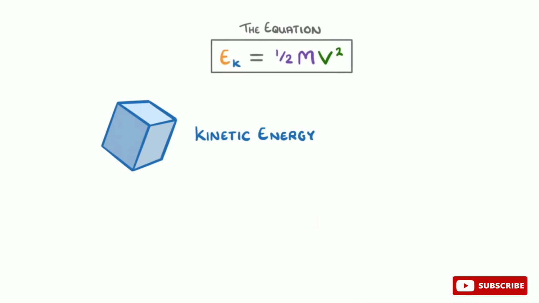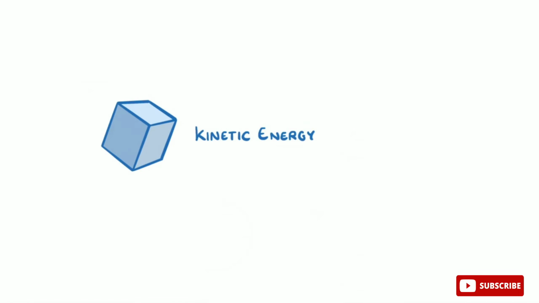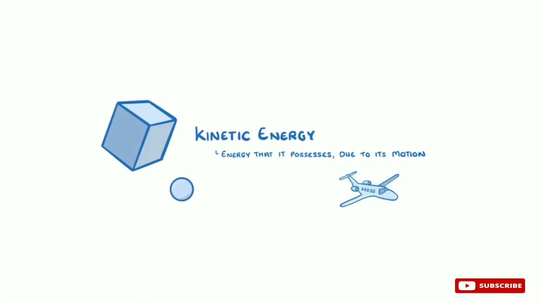In this video, we're going to look at what kinetic energy is, and show you how to calculate it using the equation. Now, the kinetic energy of an object is the energy that it possesses due to its motion. So anything that's moving has kinetic energy, whether it's a plane or a particle.